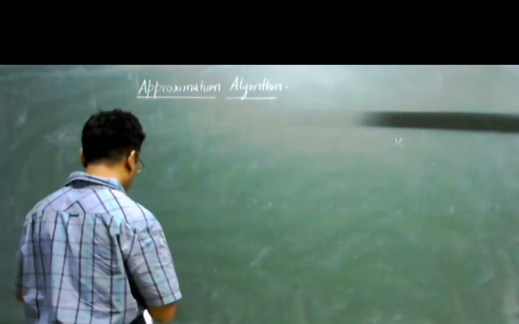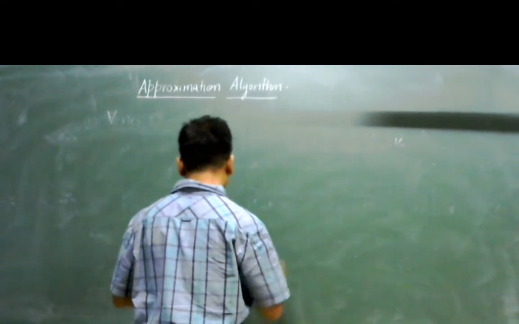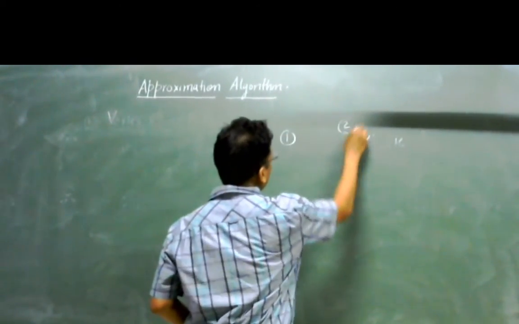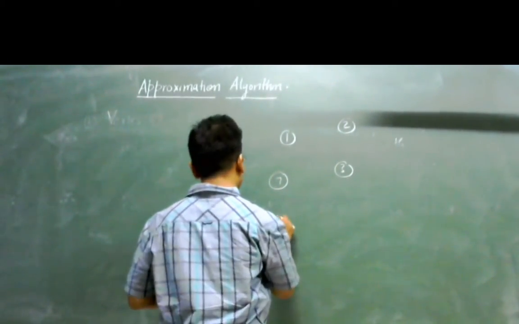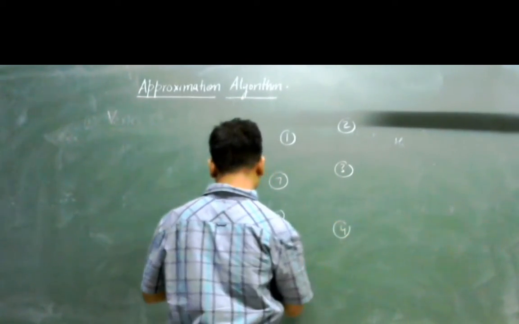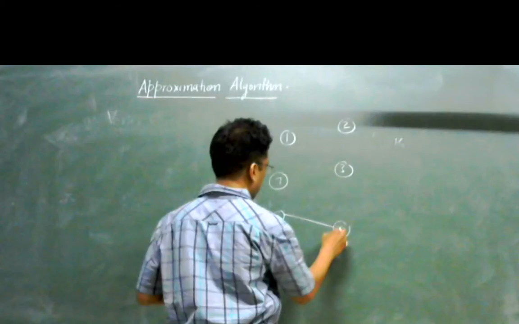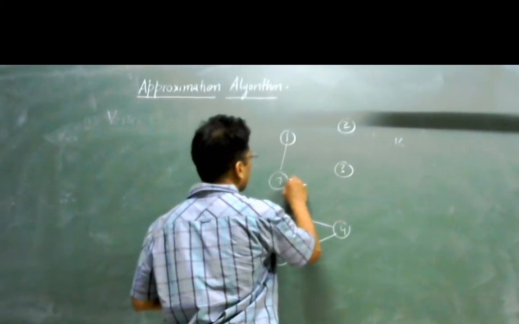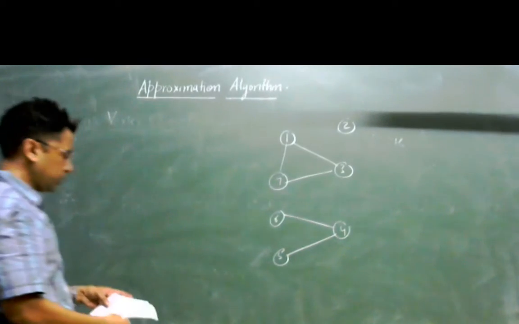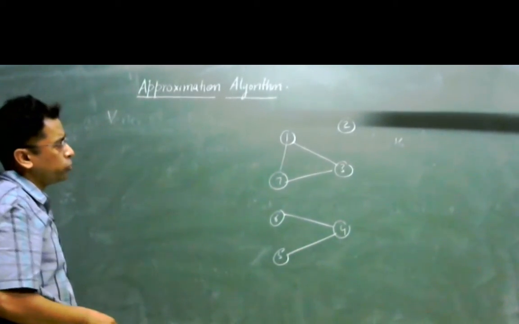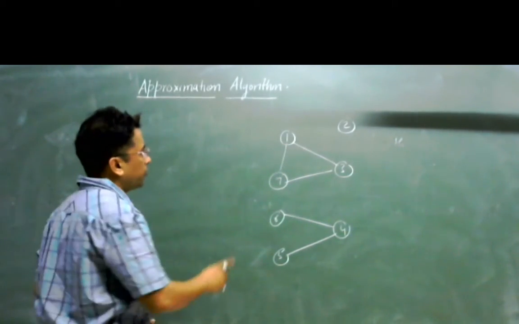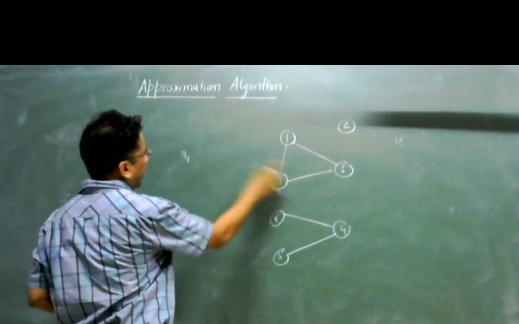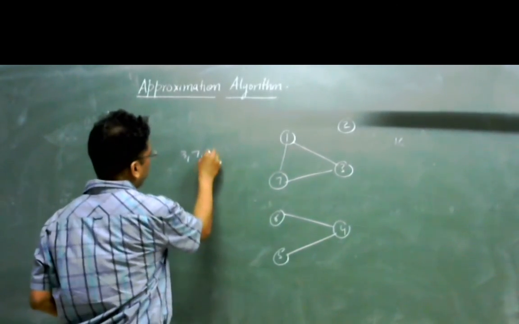So I am taking the graph. Suppose the graph is 3, 7, 6, 4, and 5. This is the graph. Suppose this is a not connected graph. Then I have to choose a set of vertices such that every edge has at least one of its vertices in the set. Suppose I choose 3, 7 and 4.